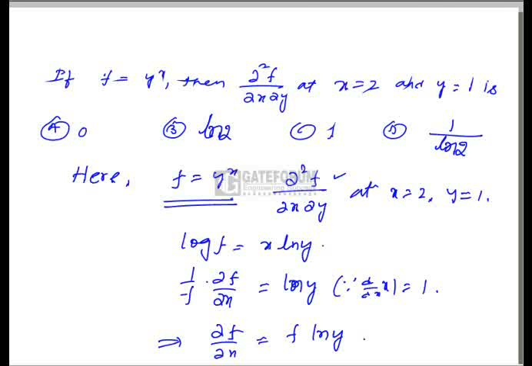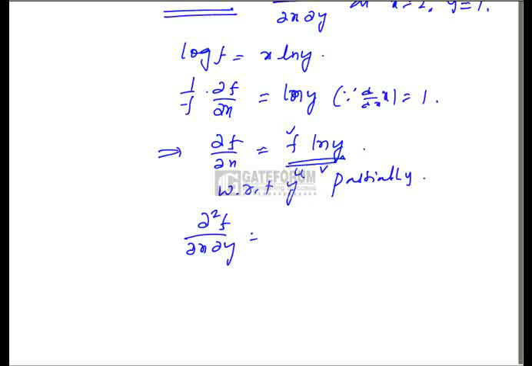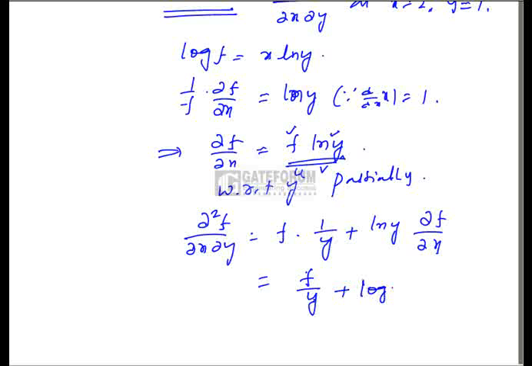Now we differentiate it with respect to y partially. Now that is dou square f by dou x dou y is nothing but, now we'll use the UV rule as both are variables. f into differentiation of log y is nothing but 1 by y, plus log y into differentiation of f, which is dou f by dou x, that is equal to f by y plus log y into f ln y by y.